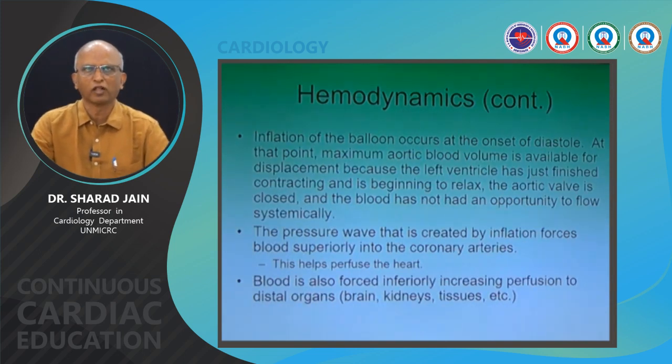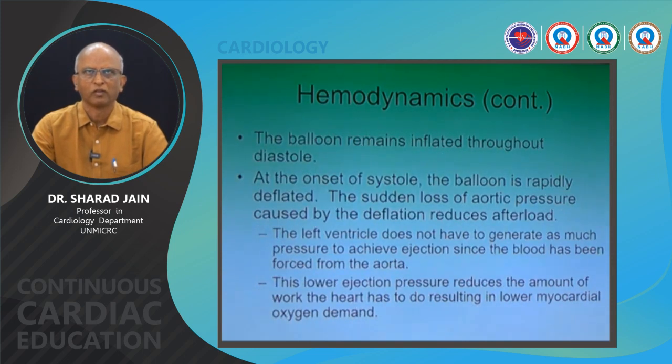Inflation of the balloon occurs at the onset of the diastole. At that point, maximum aortic blood volume is available for displacement because the left ventricle has just finished contracting and is beginning to relax. The aortic valve is closed and the blood has had an opportunity to flow to the systemic circulation. The pressure wave created by the inflation forces the blood superiorly into the coronary arteries, so there is more perfusion to the heart, and blood is also forced inferiorly, increasing the perfusion to vital organs like the brain, kidneys and other tissues. The balloon remains inflated throughout the diastole.